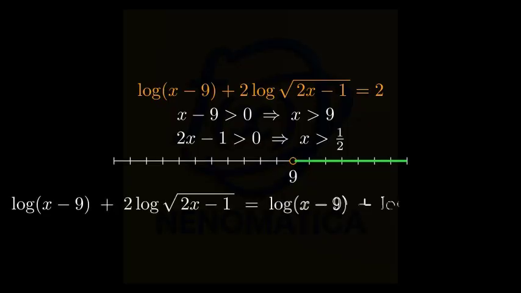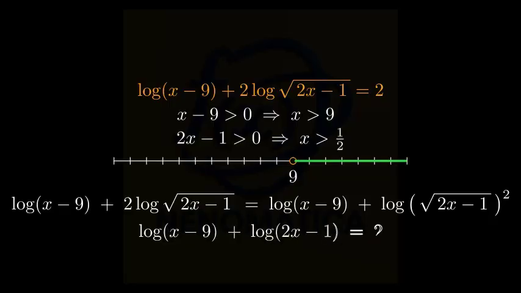Step 2. Apply the power rule of logarithms. 2 times log of something equals log of that something squared. So 2 log of square root of 2x minus 1 becomes log of square root of 2x minus 1 squared. Step 3. Simplify. The square of a square root returns the inside. Therefore, log of the square root squared becomes log of 2x minus 1.